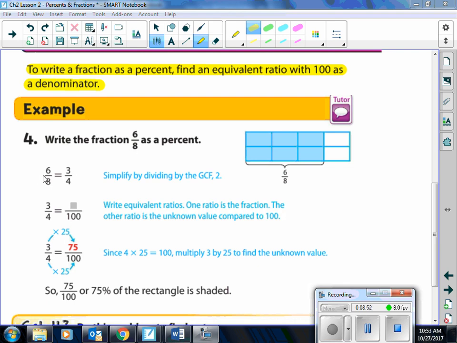Is everybody clear? So here, 6/8 we can scale back by dividing by 2, right? So we can divide by 2 here, and we can divide by 2 there, and that's going to give us the 3/4. Now that we have 3/4, can I make the denominator 100? Yeah. So 4 times 25 gives me 100. So 3 times 25 gives me 75. So now I have a fraction with a denominator of 100, so that's 75 over 100, and that numerator is your percent.